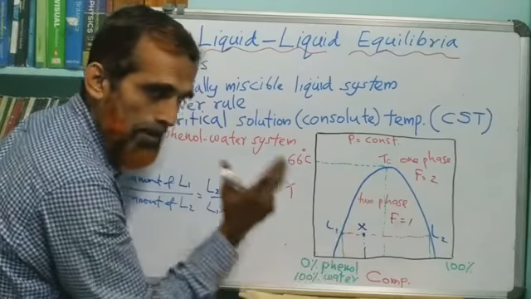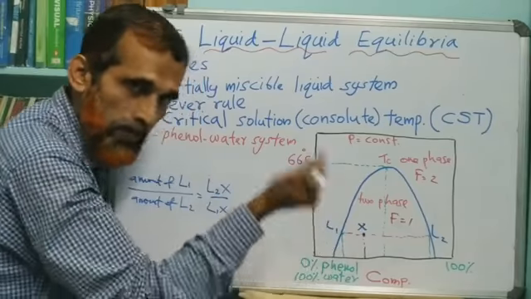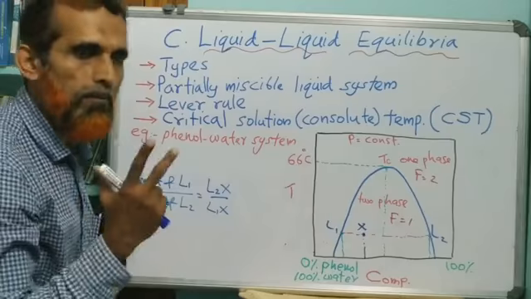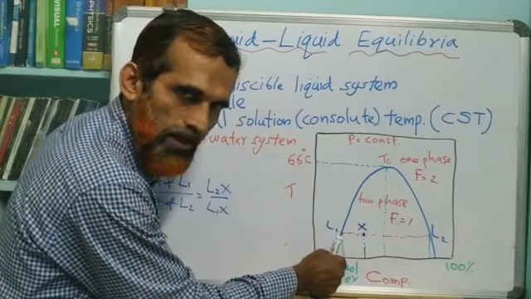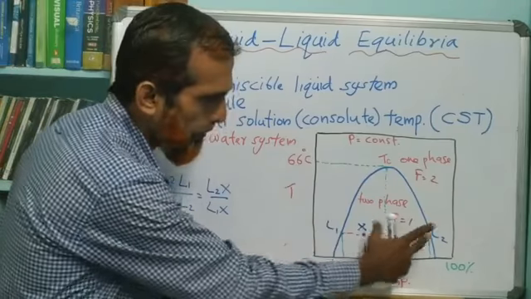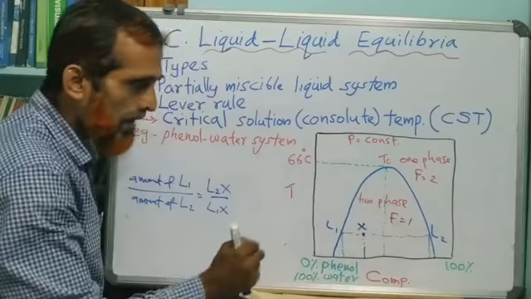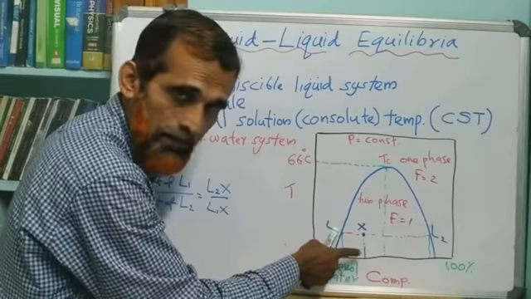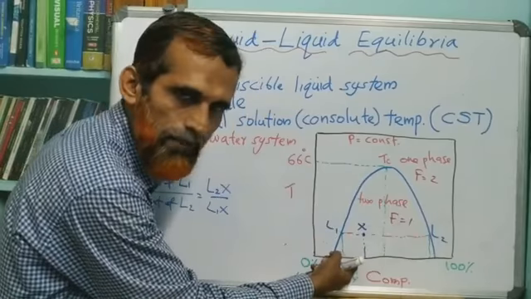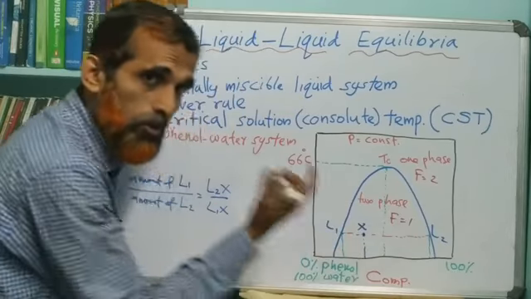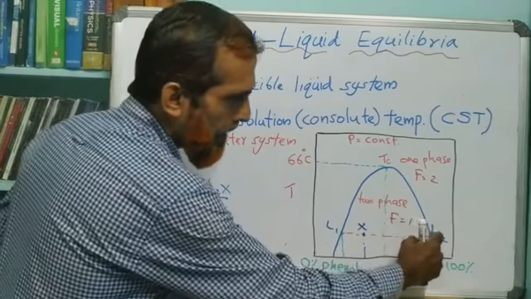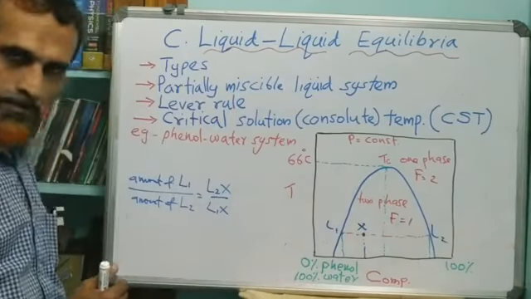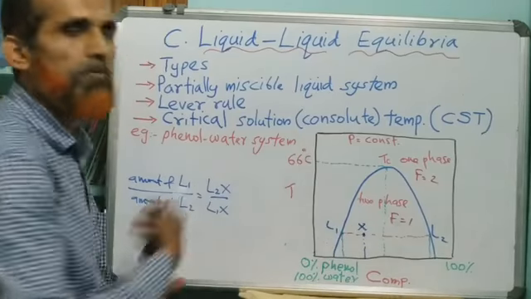So the amount of the water layer, that is phenol in water layer, is proportional to this one. It is sensible, understandable, because it is more of water, right? So it is proportional to the larger distance. The amount of phenol is less, right? For this particular composition, say for example, it is 70% water, 30% phenol. So you have less amount of phenol, so the amount of phenol layer is proportional to this smaller distance. Correct? So this is the lever rule.